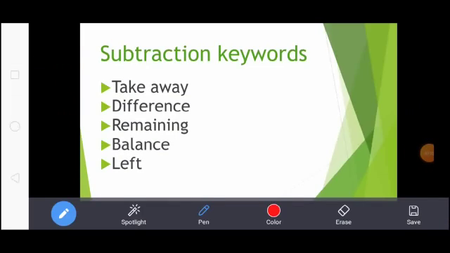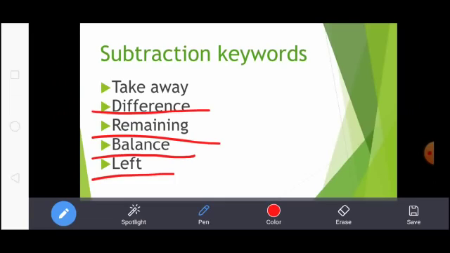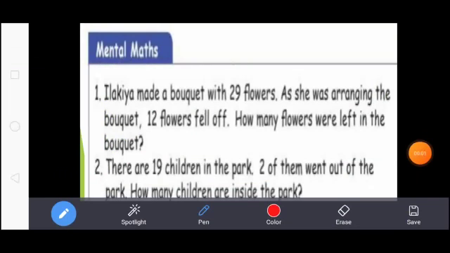Let us see about subtraction keywords. Take away, difference, remaining, balance, left. If you see these keywords in any word problems, what you do? You do subtraction. Let us see about subtraction word problems.